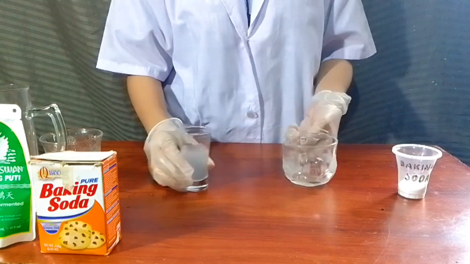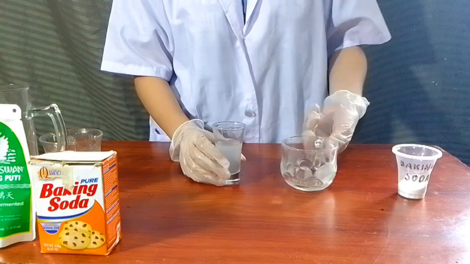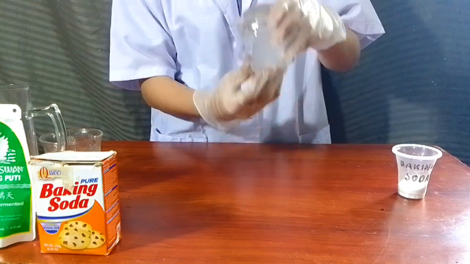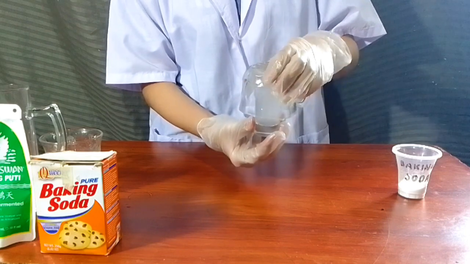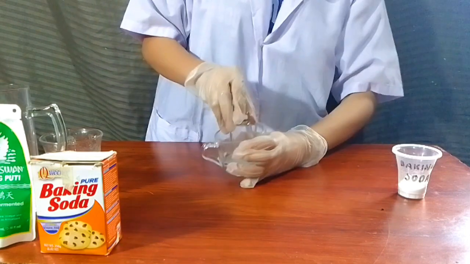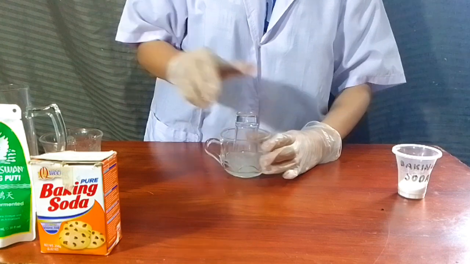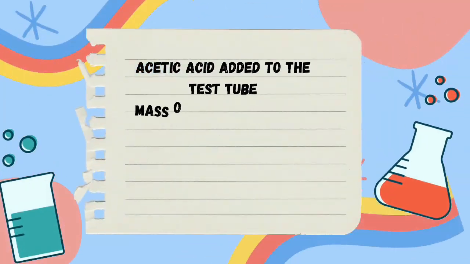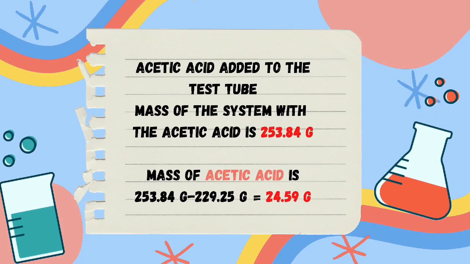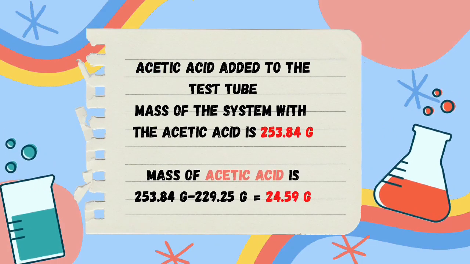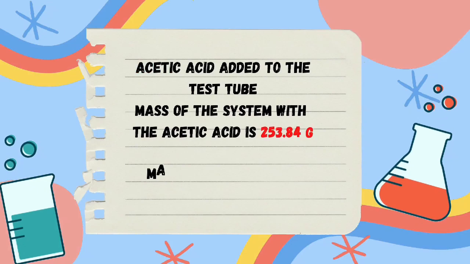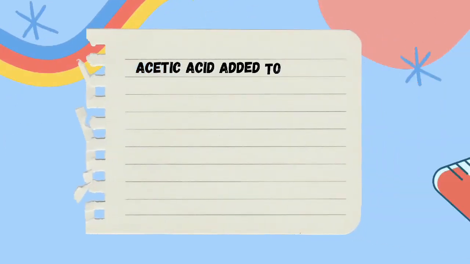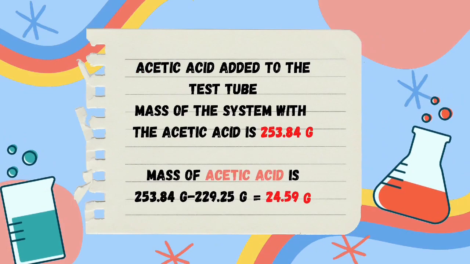Now, let us put the glass container containing the vinegar inside the glass cup. The acetic acid inside the glass container will increase its mass to 253.84 grams. In order for us to know the mass of the acetic acid, we need to subtract 229.25 from 253.84 grams. Thus, the mass of our acetic acid is 24.59 grams.